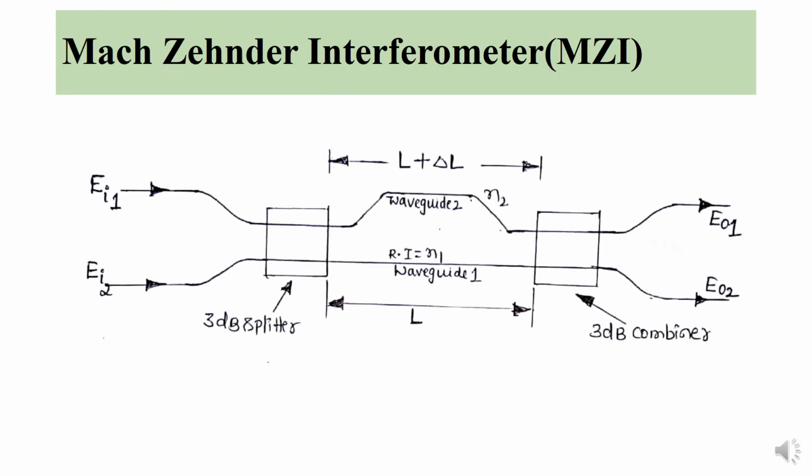Mach-Zehnder interferometer. These are devices where the incident light is split by the first directional coupler and the phase difference of the two light waves is pi by 2. There is an additional phase difference due to the length delta L. So the construction is shown in the figure. The Mach-Zehnder interferometer or MZI basically consists of an input directional coupler, phase shifter and output directional coupler.